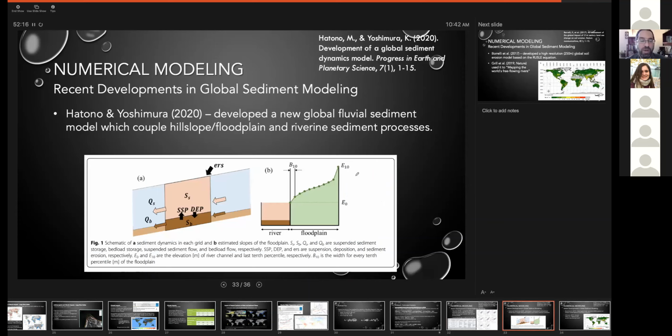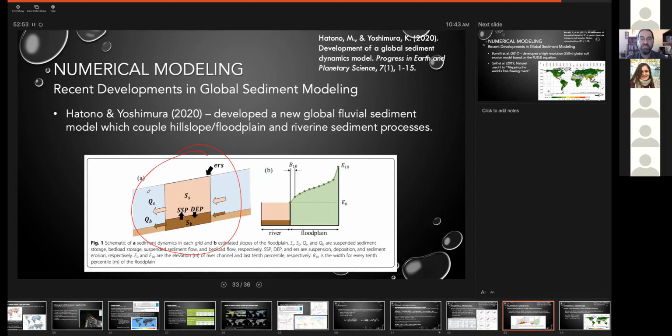Another really cool paper that was just published by a group from Japan, Hatono and Yoshimura, developed again a global sediment flux model that not only looks at how much sediment is coming from the landscape to the river system, but also models the processes within the channel itself, in terms of erosion and deposition of sediment, which I think was really interesting. And they got very good results as well. So another paper to be aware of.